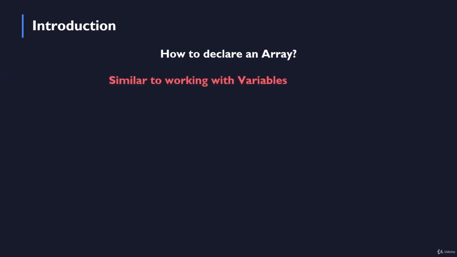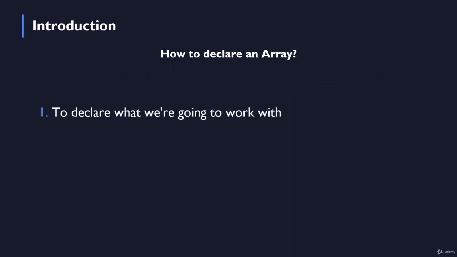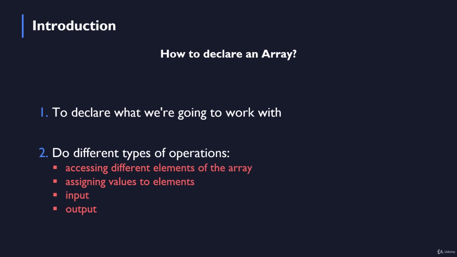So similar to working with variables of different types, which you've seen how that's being done in most of the previous chapters, the first thing that we need to do before using them is to specify that these variables do exist, that someone has created them for us or we created them, right? So it's also the same for arrays. The first thing that we have to do to work with arrays is to declare them. And now once you've declared it, you are ready to do different types of operations, including accessing different elements of the array, assigning values to elements, input, output, and so on.